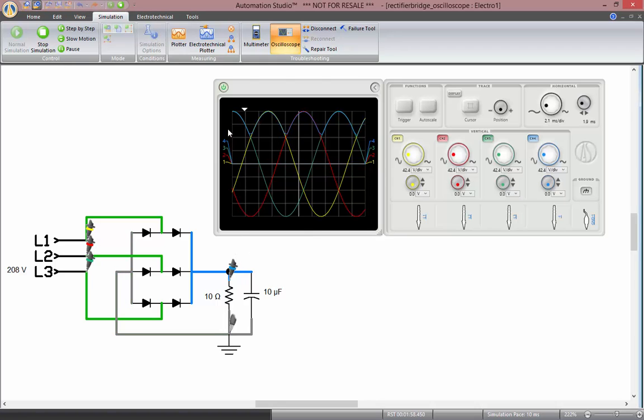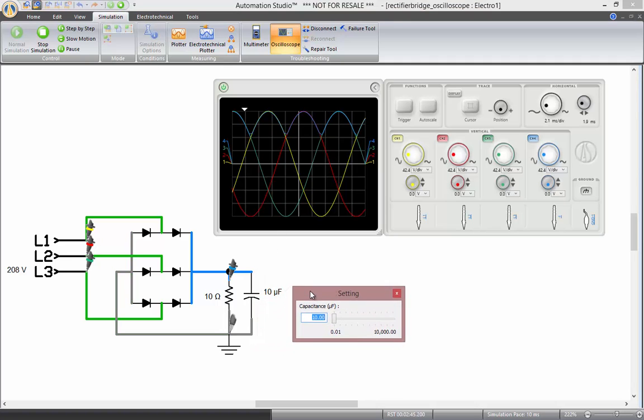Now you see the blue phase is overlaying each peak of tension. So the tension that goes through the resistance is only positive. It has been rectified. Now, to avoid all those drops of tension and make a signal that is smoother, we can use the capacitor right here.